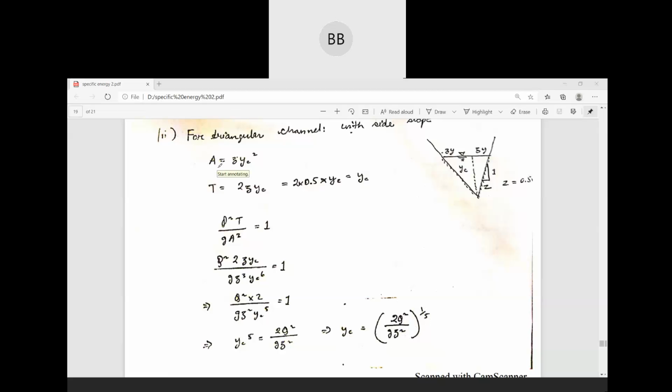It is very simple. As you see, this is our triangular channel. 1 by z is the side slope, yc is the critical depth, and these two will be zy. We have already discussed many times that whenever we have a side slope of 1 by z, this is nothing but your zy, or in this case yc. So your top width will be twice zyc, zyc plus zyc. That is why top width is equal to twice zyc. Z is your side slope, and it's given.